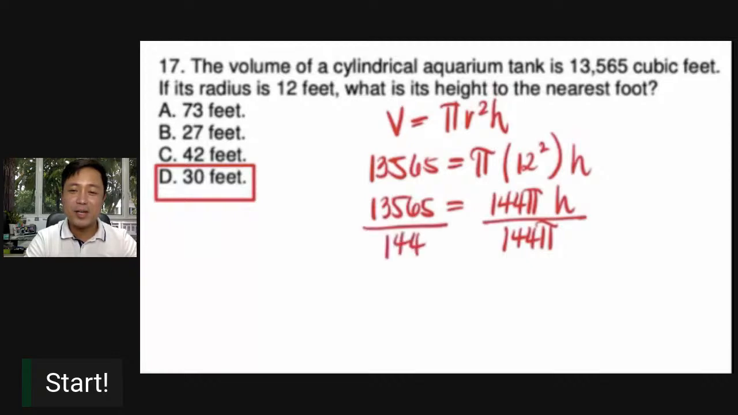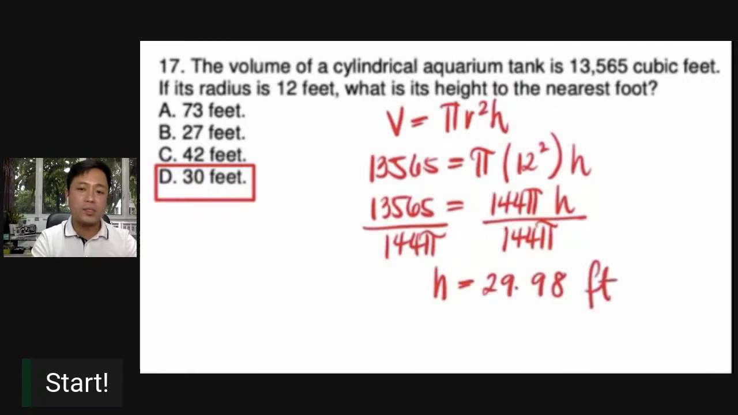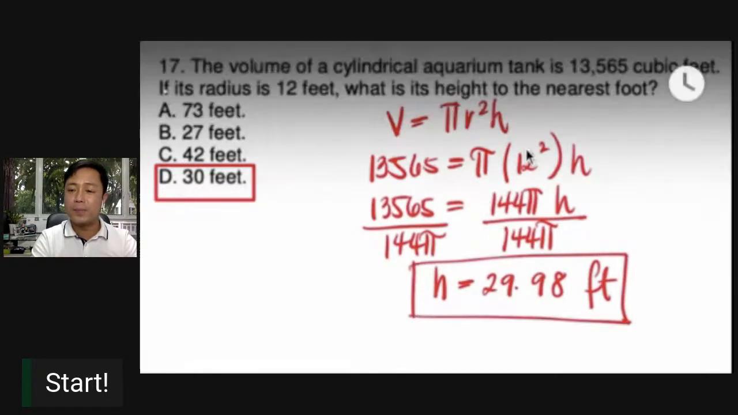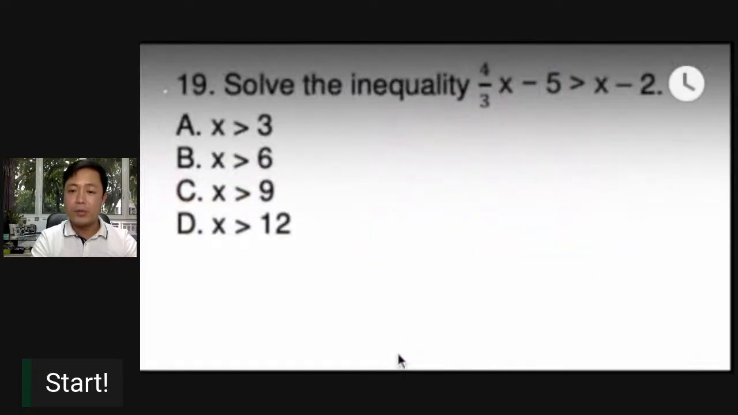Thank you, Aldrin. You got it right. So when you divide 13,565 by 144, it's approximately 30 feet. So the answer here is 30 feet. So make sure you write down those two formulas, one for the area of a trapezoid, and the other one is the volume of the cylinder.